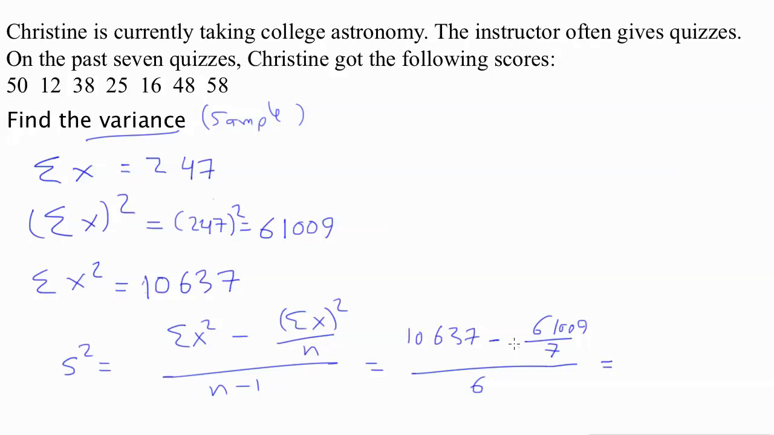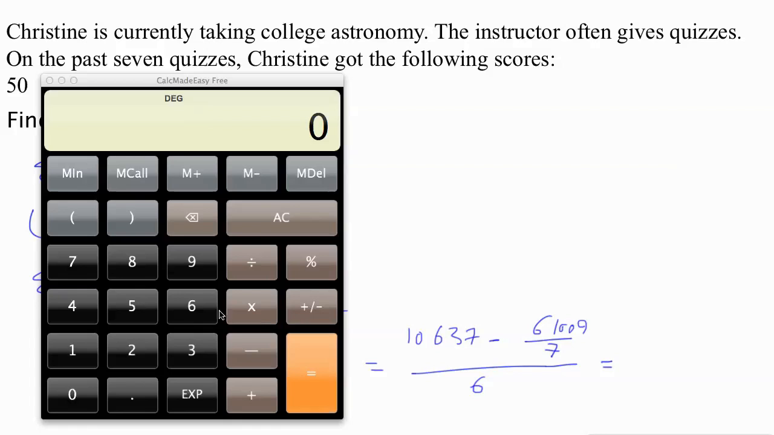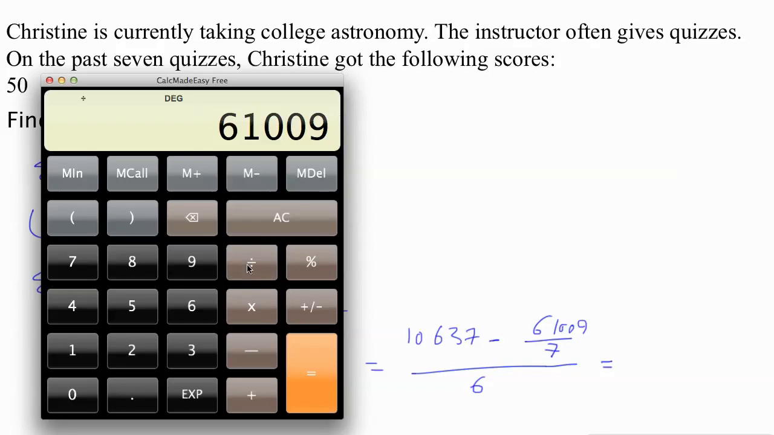When you subtract a quantity that's a fraction, you need to prepare the fraction first. So 61009, when you divide it by 7, you get 8,700 something. Yes, that's good. We do that because I want to make sure that this number is smaller than this one. 8,000 is smaller than 10,000. So when you subtract them, the result will be positive, and that's important. Otherwise, you probably made a mistake, because the answer can never be negative; the variance must always be positive.